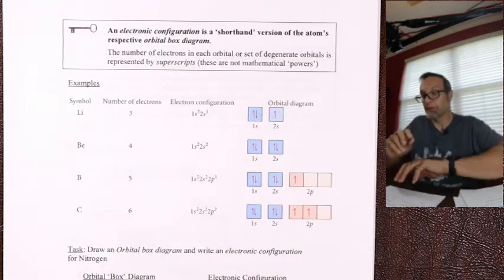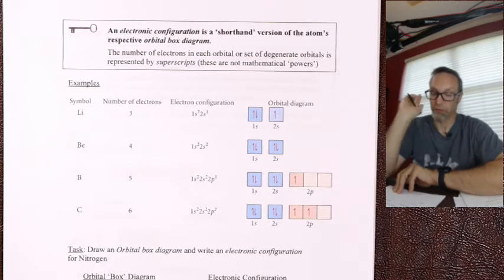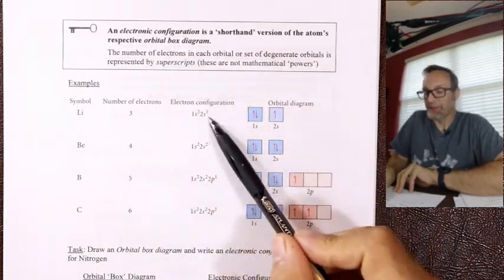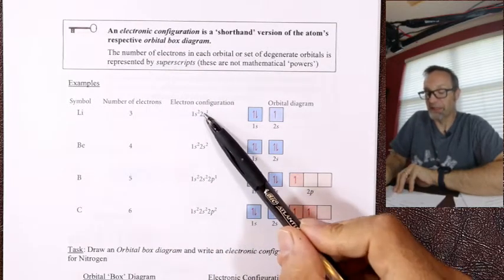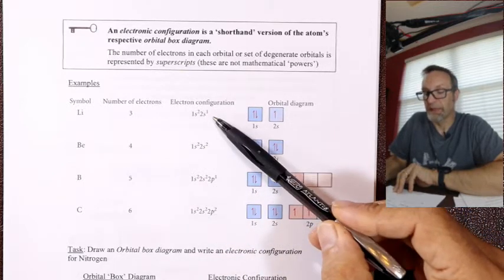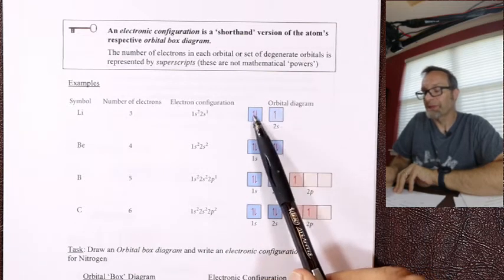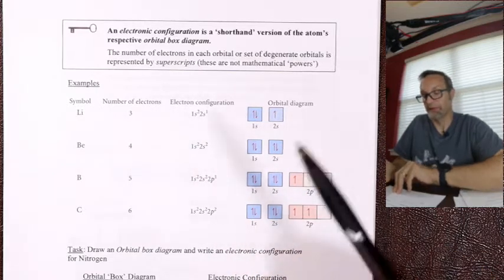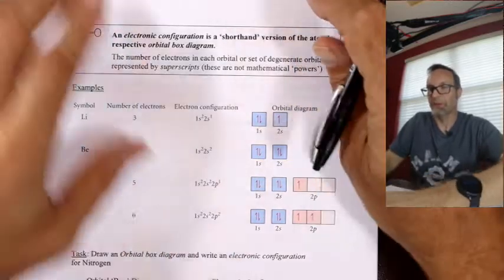Now what we're going to start talking about is an even more condensed way to do it. The electronic configuration, which I briefly introduced in the first of these two packets, we can turn this box diagram, instead of a little map, into a set of directions. So we can make it even simpler. Let's just do lithium up here to show you.